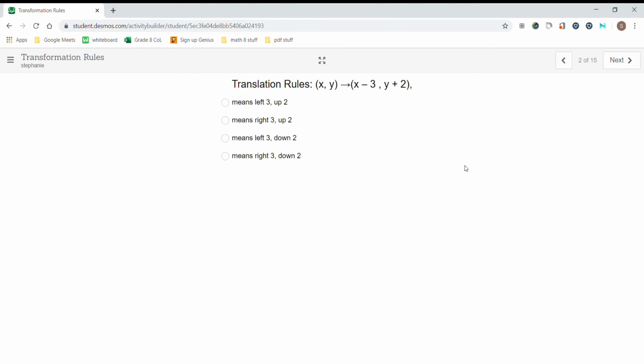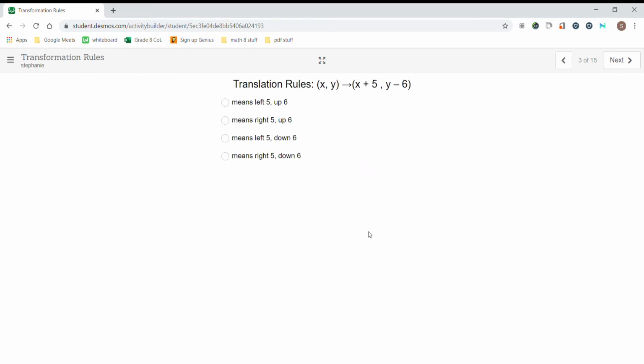All right, so translation rules. Remember, X means right to left, and Y is up and down. X-axis is right to left, Y-axis is up and down, same thing. When I am adding something, it means I'm moving to the right or moving up. If I'm subtracting something, I'm moving to the left or moving down. So X minus 3 is like going down the number line, so I'm moving to the left. And Y plus 2 means I'm going up 2. So for this one, it means left 3, up 2.